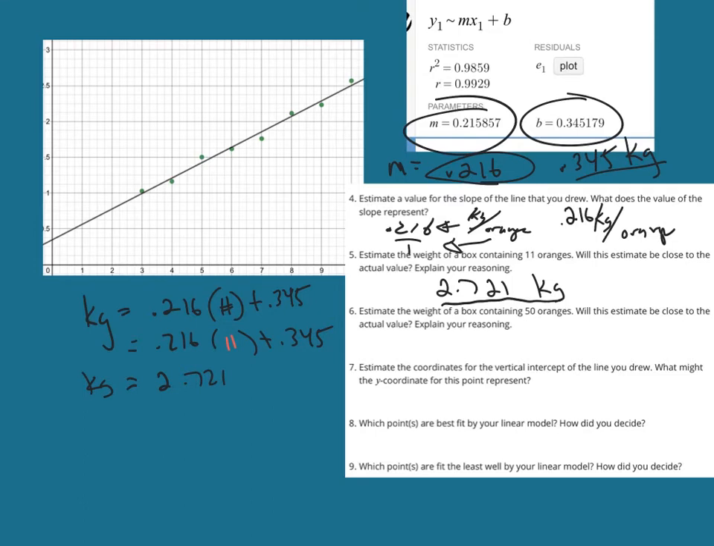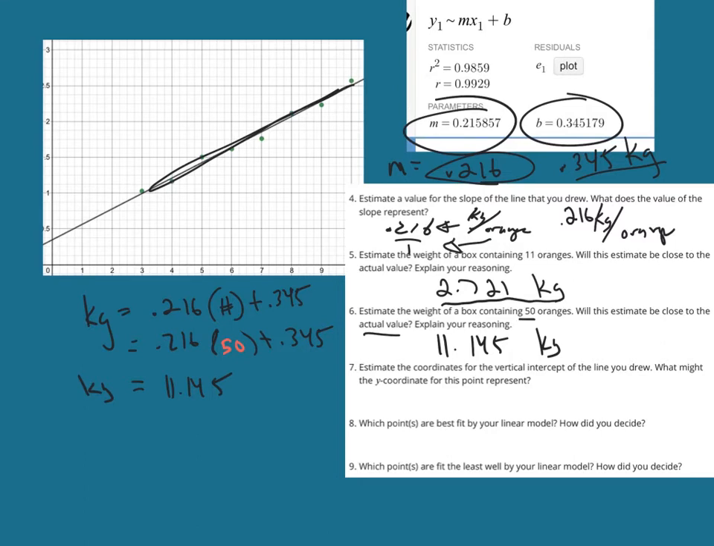All right. How about 50 oranges? Okay, well, let's take a pause. Now, 50 is pretty far out on the line there. We can estimate a value for that, but I don't know how accurate it's going to be, but let's go ahead and trace out the number 50. So we're going to put 0.216 times 50, add 0.345, and we're going to get 11.145 kilograms. Will this estimate be close to the actual value? Well, I think it'll probably be pretty close to the actual value because all of the other values are pretty clustered.